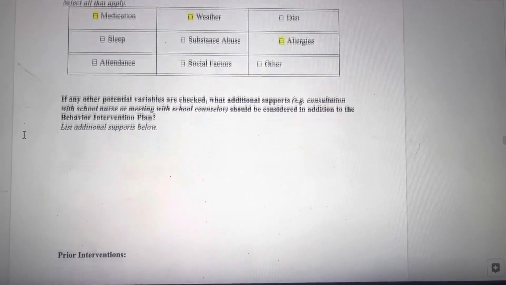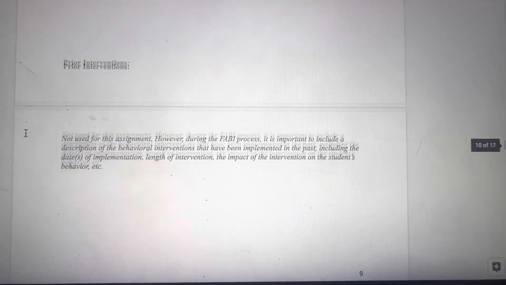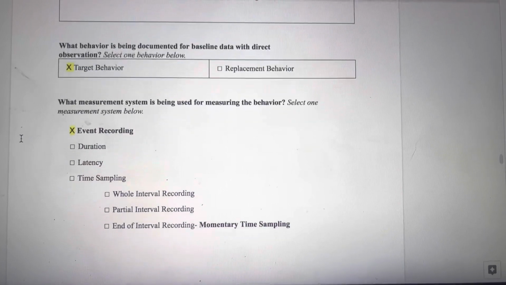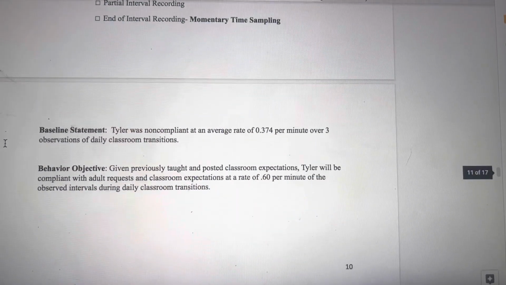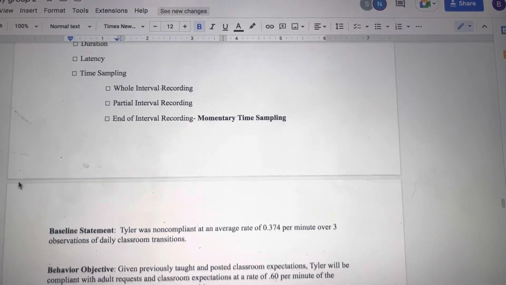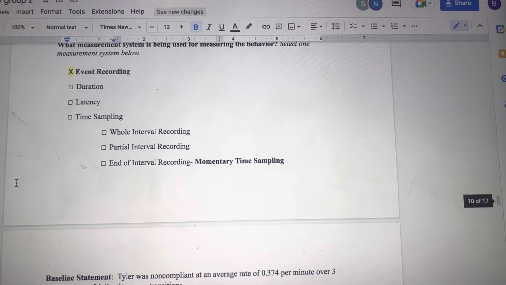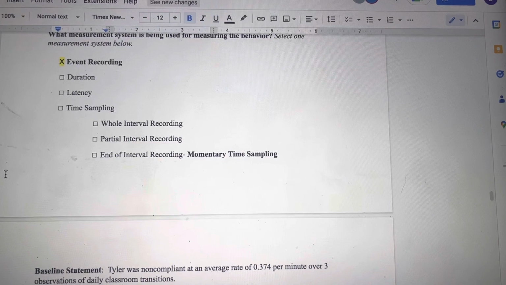Okay, so we recorded all of this data, the non-compliance that we are working on with Tyler, has all been recorded via event recording as we see them. So each occurrence that Tyler has that is not compliant, we do enter that into the data system. You can please scroll down a little bit.